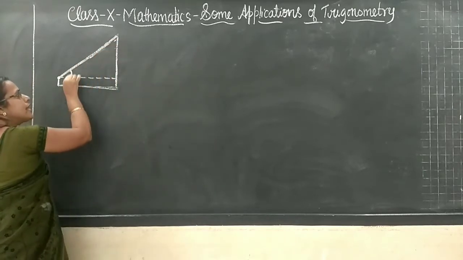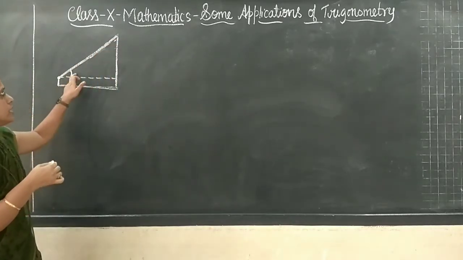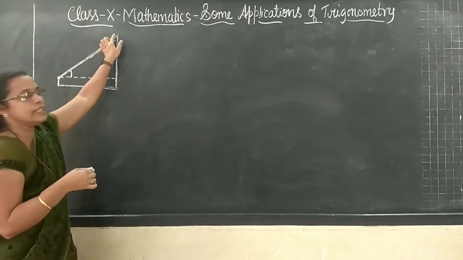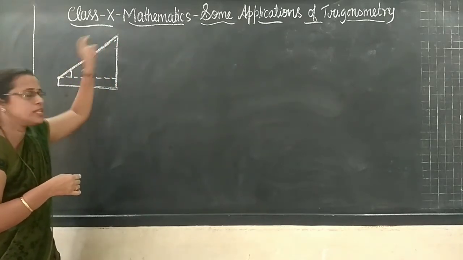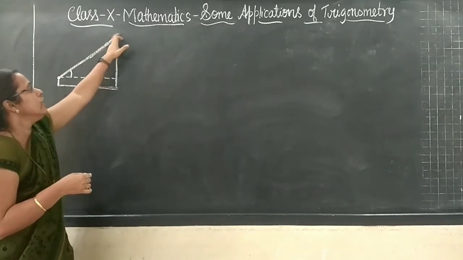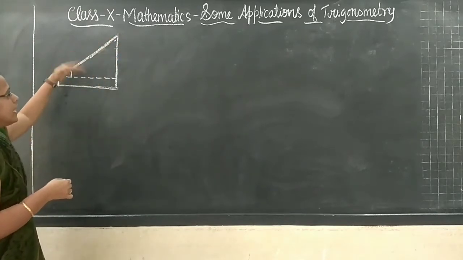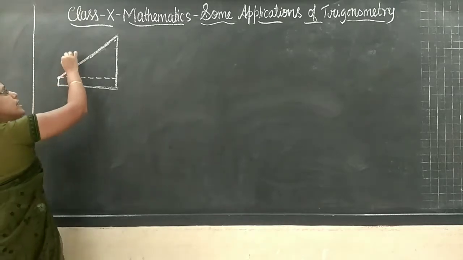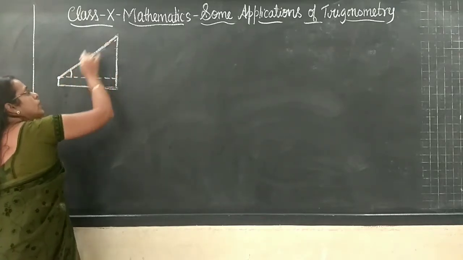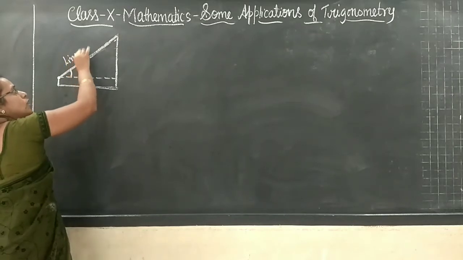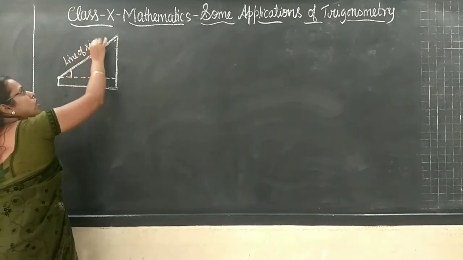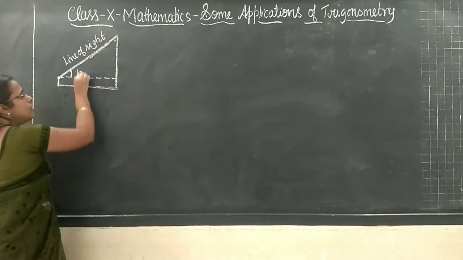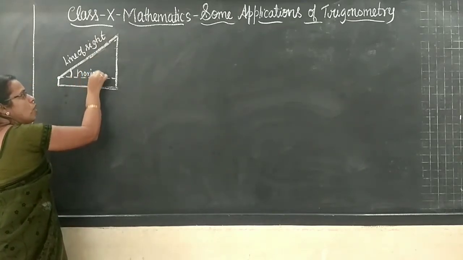Can you make out this angle, children? This angle, see, to the horizontal line, to this line. What is this line called? I am seeing the blackboard here. So then it makes an angle, right, children? So before learning that angle, we should know what this line is called. This is called the line of sight. What do we call this? Line of sight. Okay, and this is called the horizontal line.